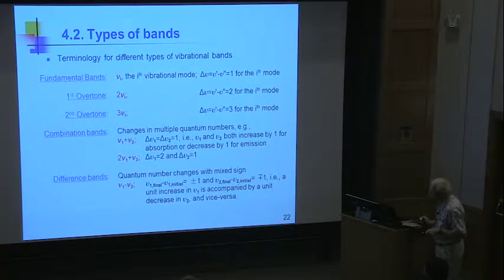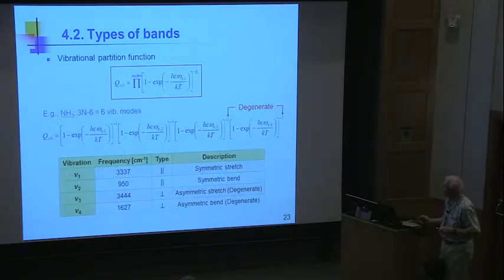Furthermore, it's possible to have difference bands in which nu 1 goes up by 1 and nu 2 goes down by 1. So as soon as you have polyatomics, you have to worry about these new combinations that take place. And it's all just compact notation that you get used to after a while.